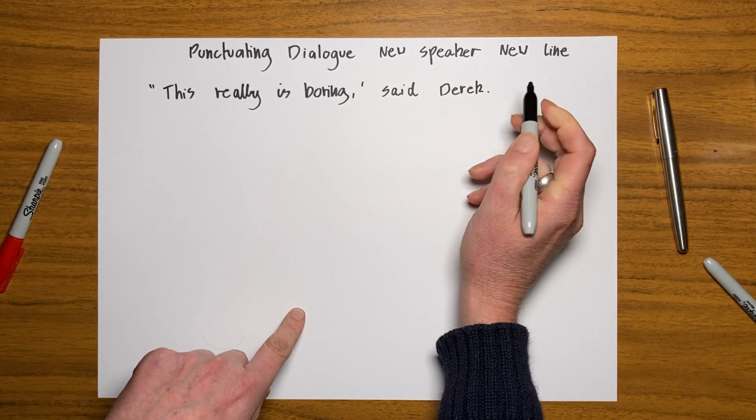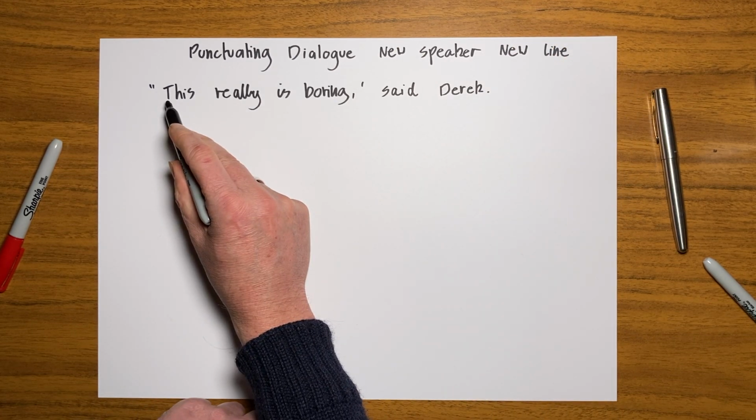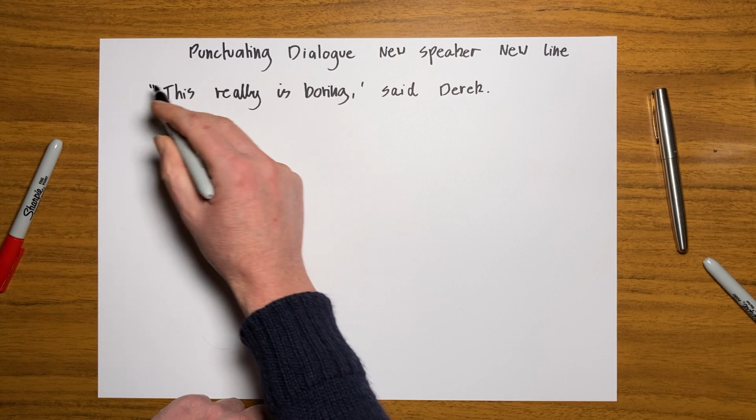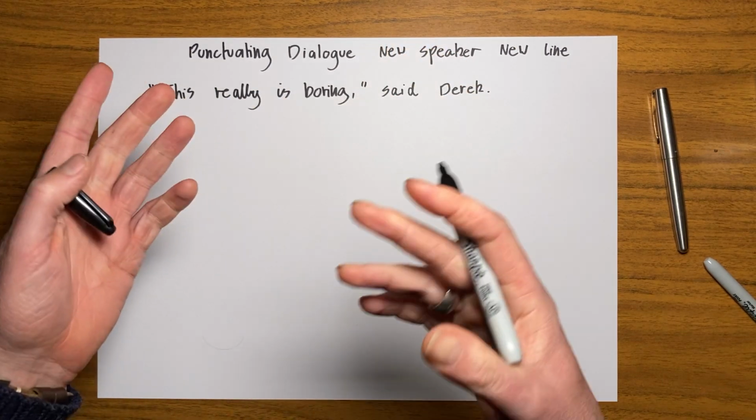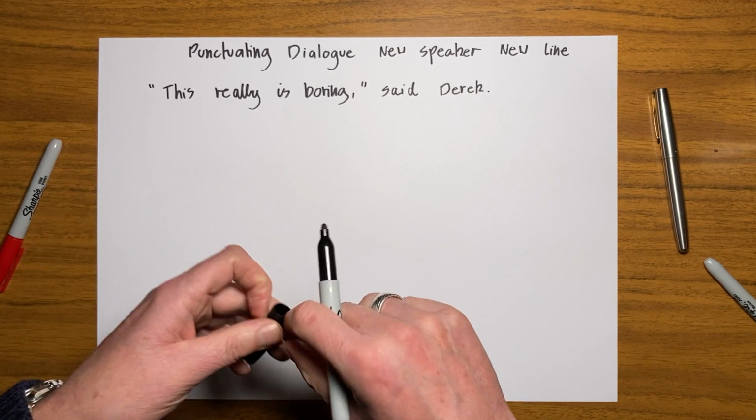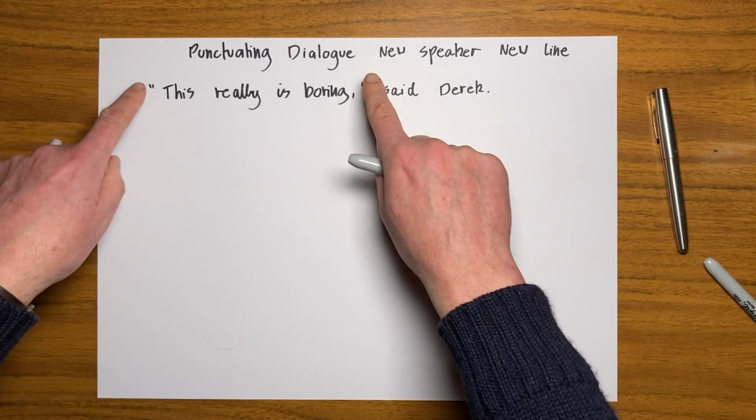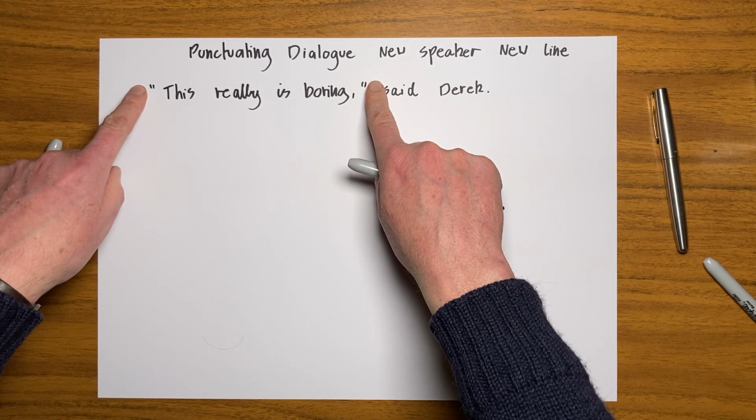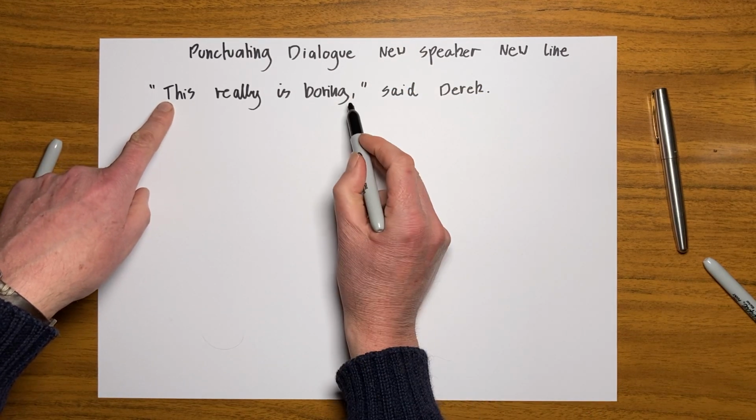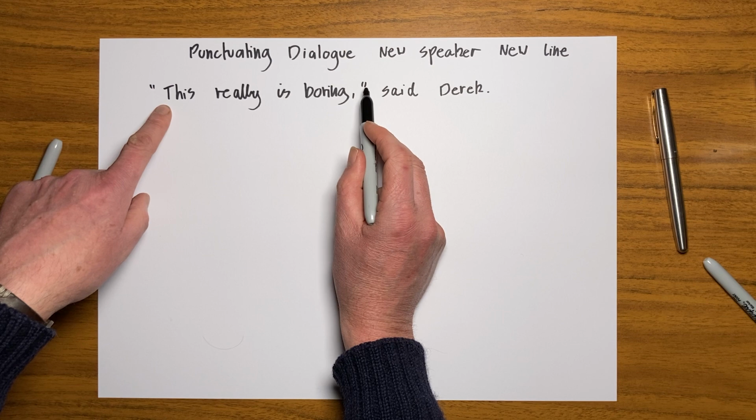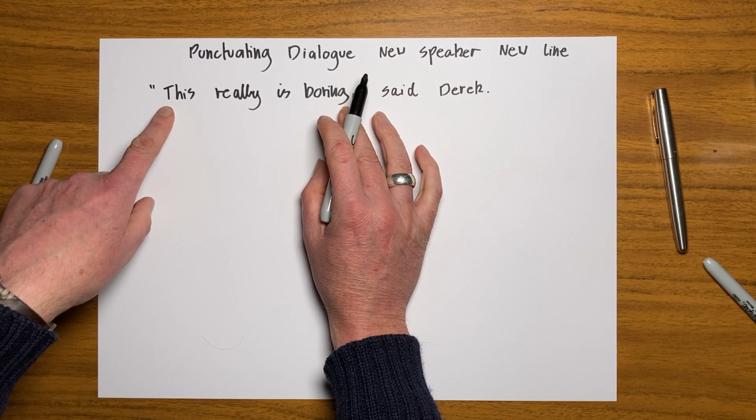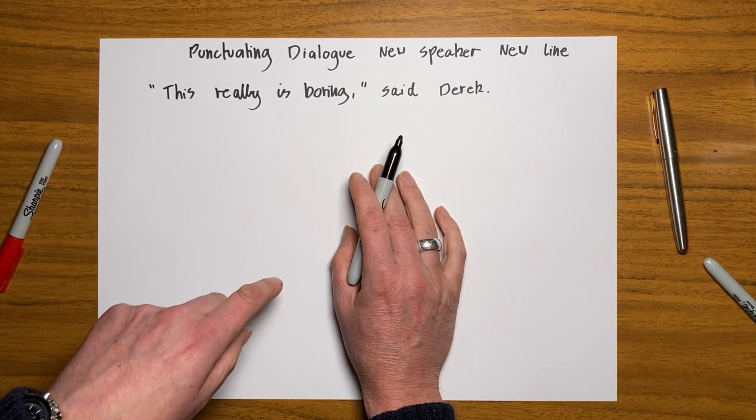Now, just to remind you, I've got a capital letter at the beginning of my speech. I've got speech marks. For some reason, I've done double inverted commas. Doesn't really matter. You can do single or double. I usually do single. So the speech is in the inverted commas. I've got a capital letter at the beginning, and I've got my punctuation inside the speech marks, separating what's being said from the "said Derek" bit.